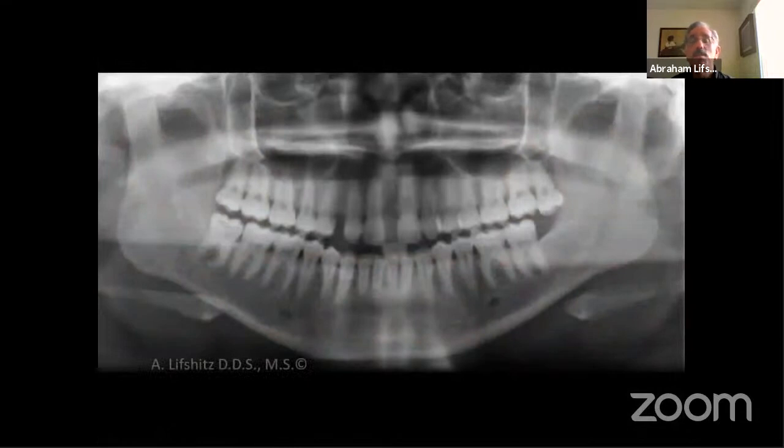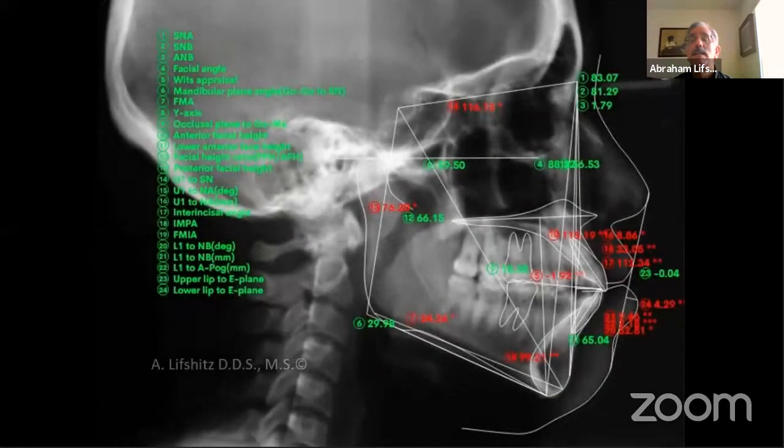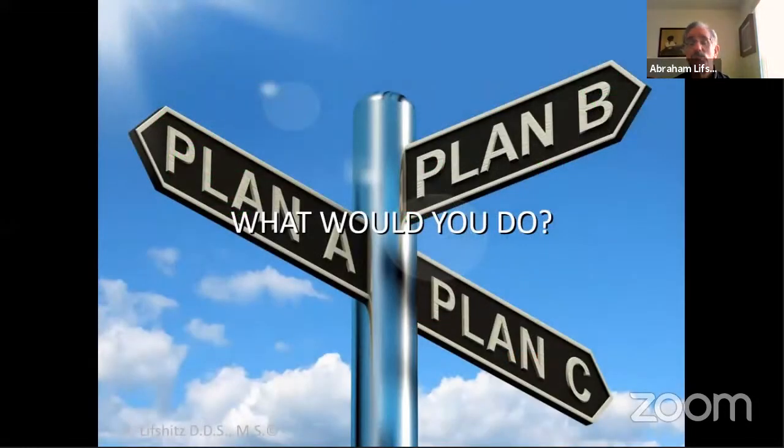Here's a panoramic X-ray, and on this one I used WebCeph for the analysis. She has a class 1 skeletal pattern. She is normodivergent, and she has proclined upper and lower incisors. And what would you do? I'm going to stop sharing, and I would like to ask the panel what they would do in this instance.